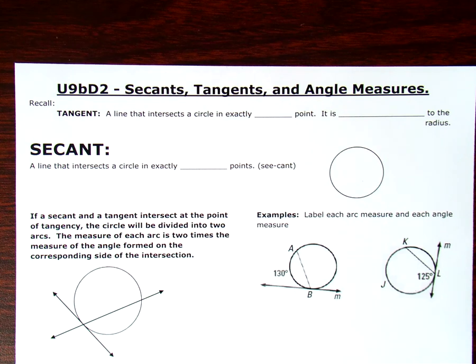Hi, welcome to Unit 9B, Day 2. We're going to look at a new word called secants. We're going to continue with tangents, and we're going to look at angle measures in circles.